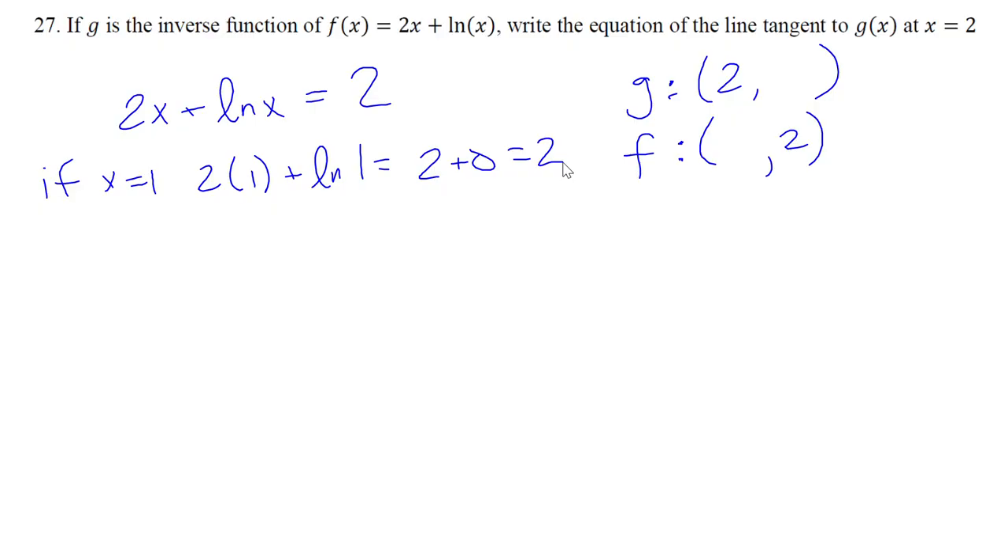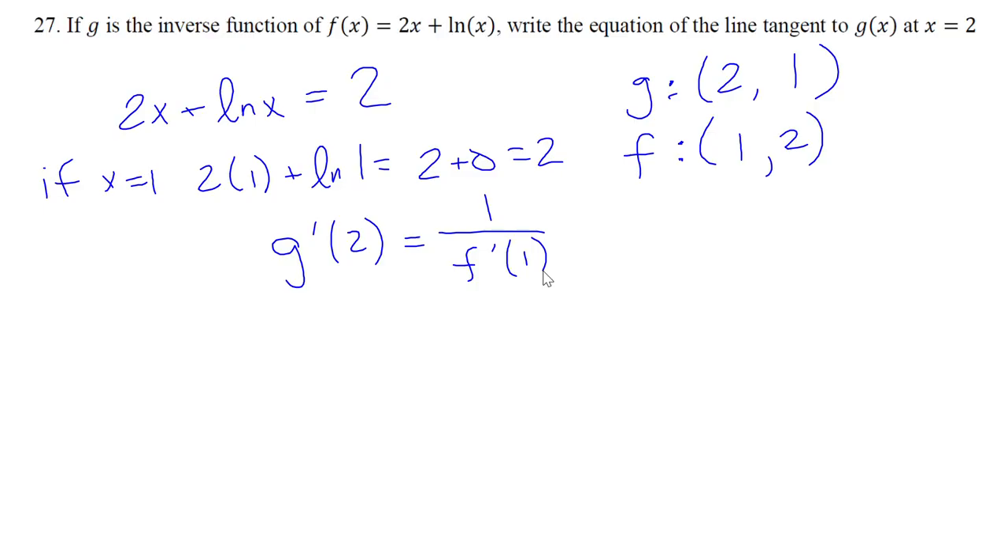Which means that the x value on f is 1, and the y value on g is also 1. So now we've found this point that they have that's related, which tells us that if we want g prime of 2, and the reason we want g prime of 2 is because we're trying to write the tangent line to g at 2, right? So we want g prime of 2. g prime of 2 should be 1 over f prime of 1 according to this inverse rule.